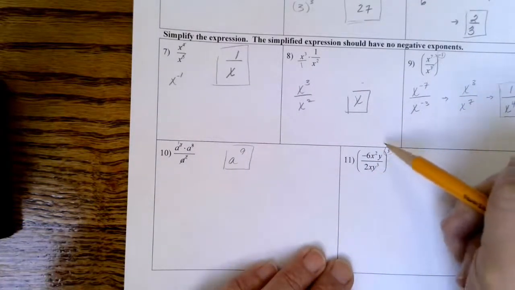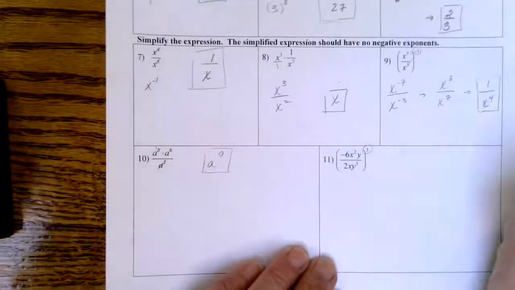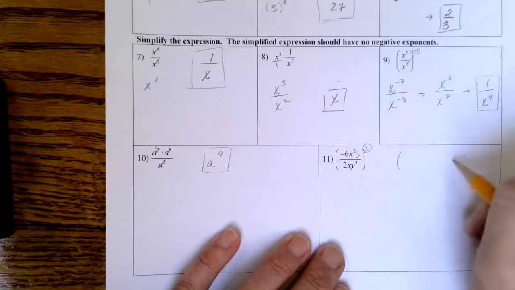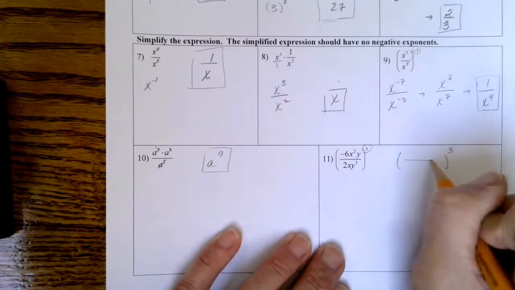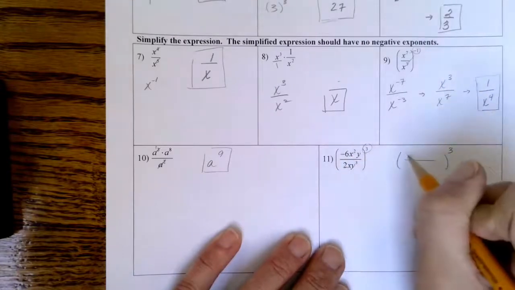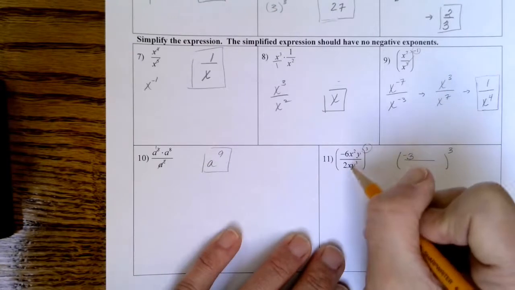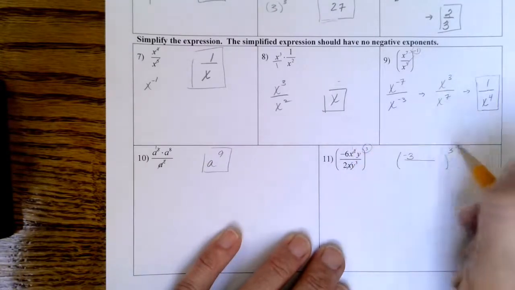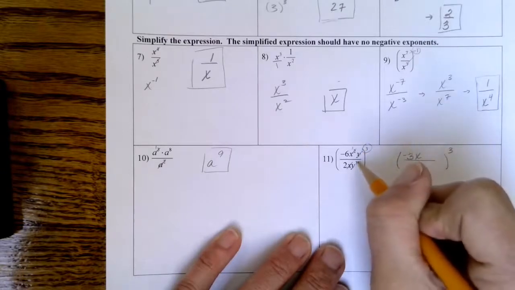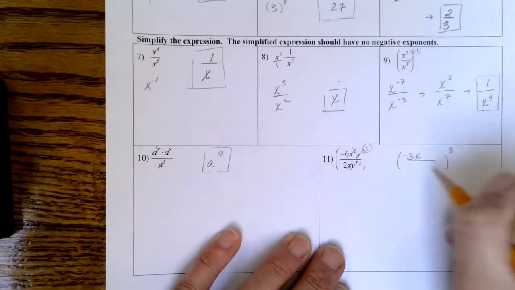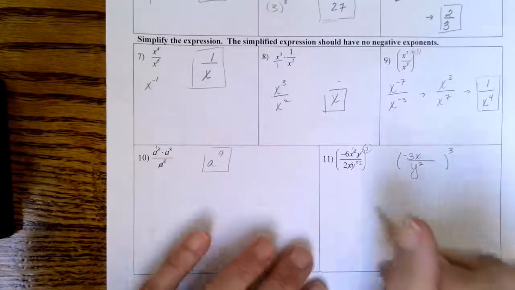I can simplify inside of this expression first. So I can rewrite what's inside of here and make my work a little easier, because I know that 2 goes into -6, -3 times. I know that this 1x can cancel out with one of those. And I know this 1y can cancel out with one of those. So this is easier for me to work with.